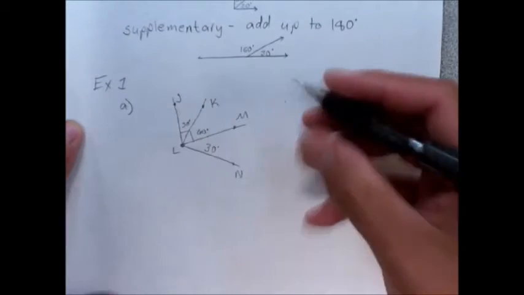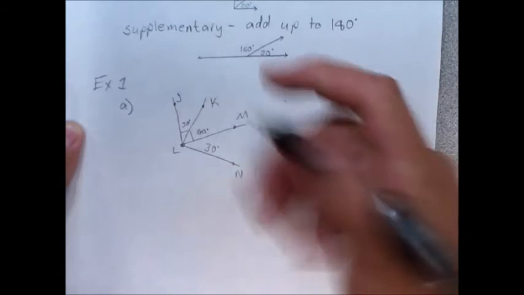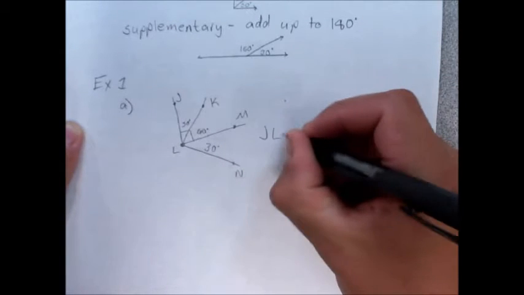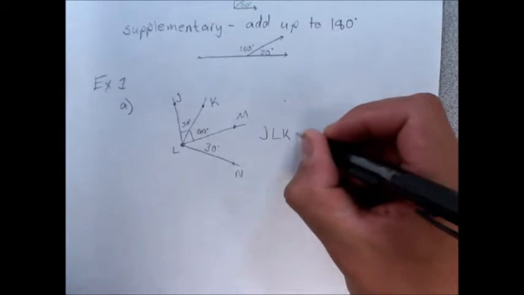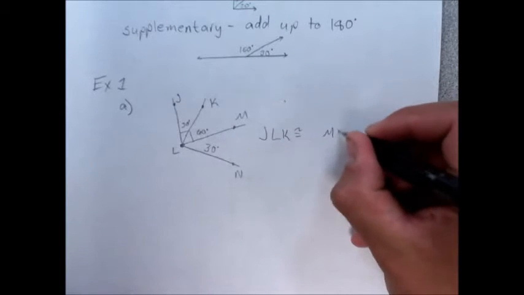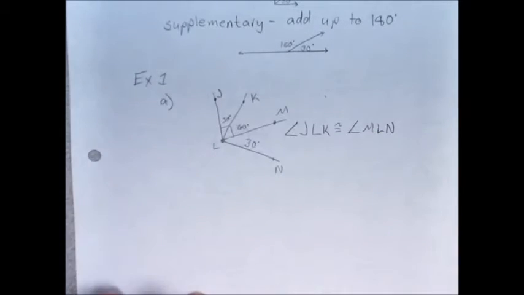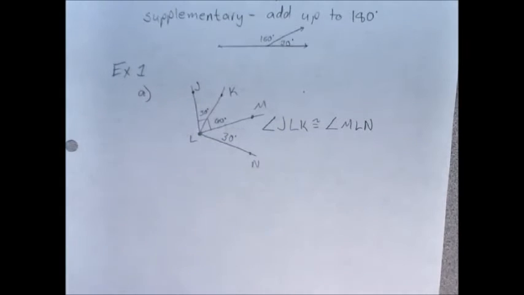To write this out, I would write JLK. JLK is going to end up being congruent to MLN. I want to also remind you that you need this angle symbol in front of each of these angles so that we know what you're talking about. So angle JLK is congruent, that's the symbol for congruent, to MLN.